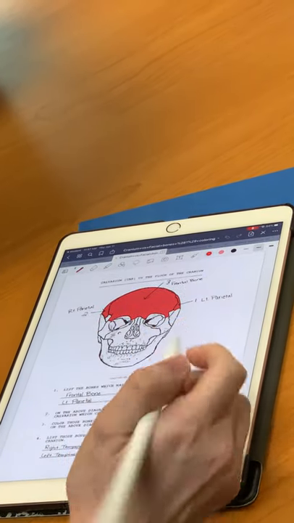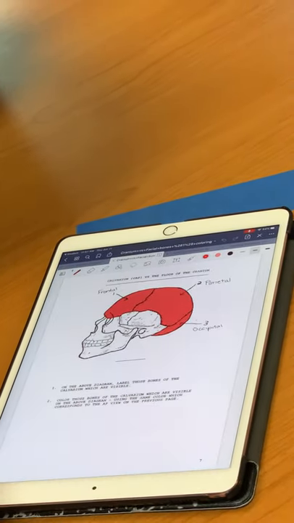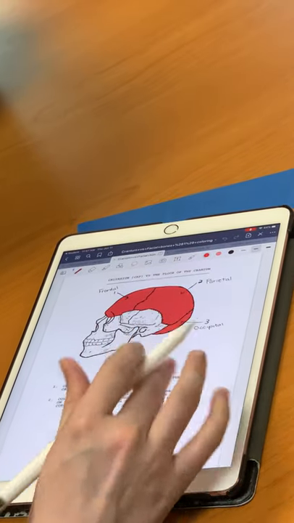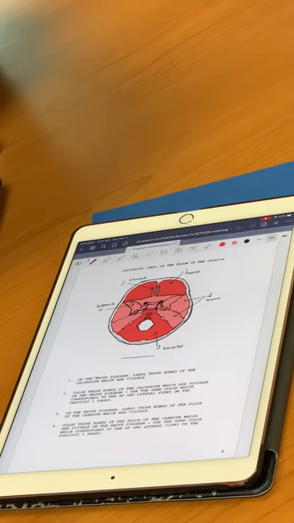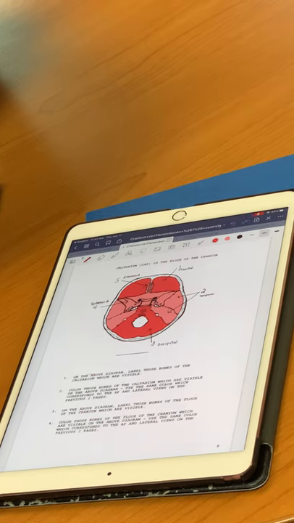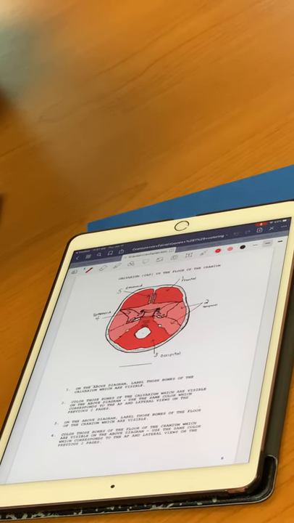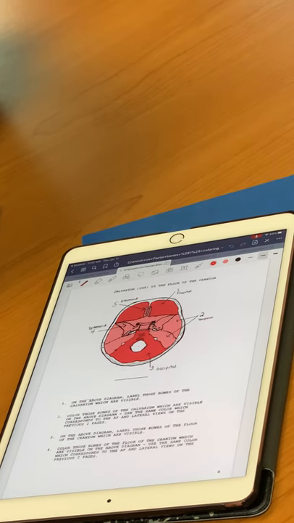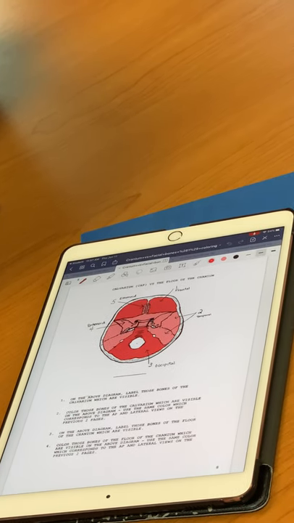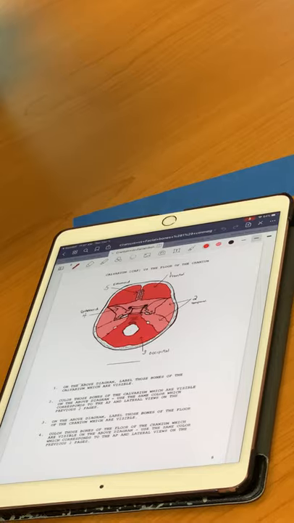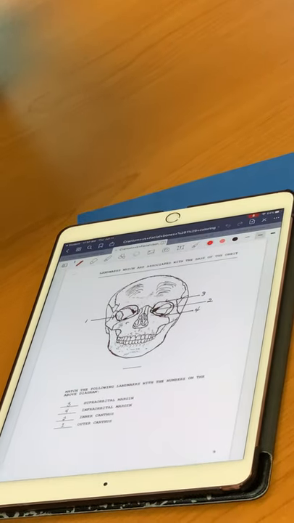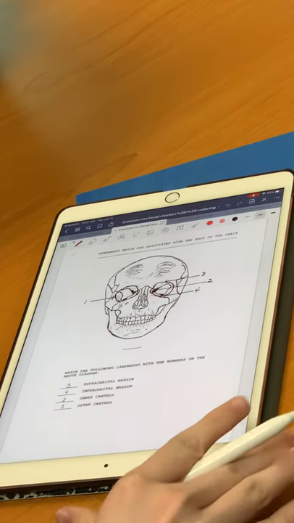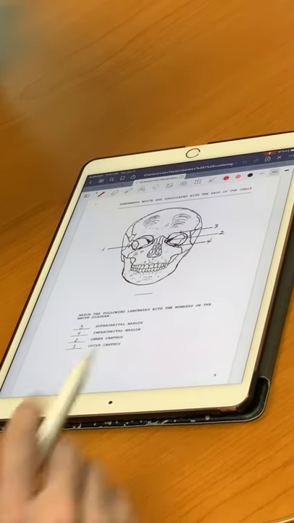Okay, on page seven, number one is the frontal. Two is the parietal and three is the occipital. Page eight, number one is the frontal. Three is the occipital. Two are the temporal. Four is the sphenoid and five is the ethmoid. Okay, page nine, it goes three, four, two, and one.